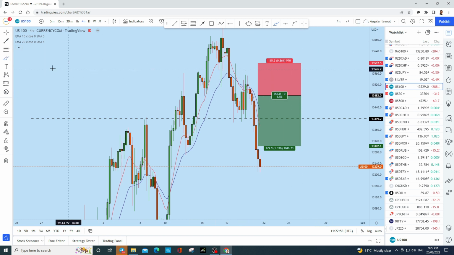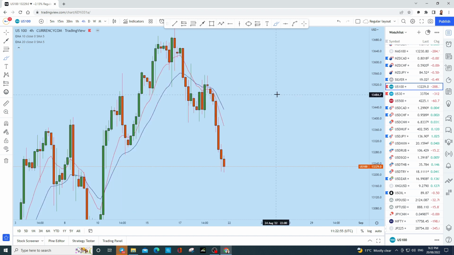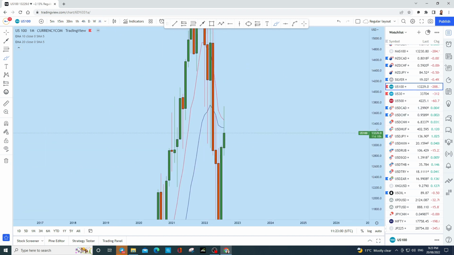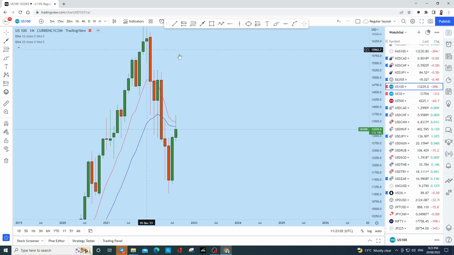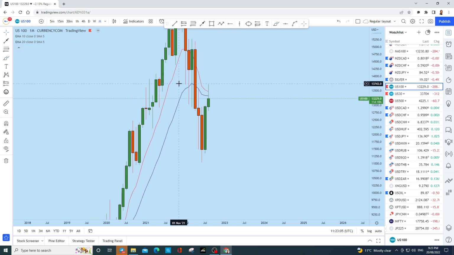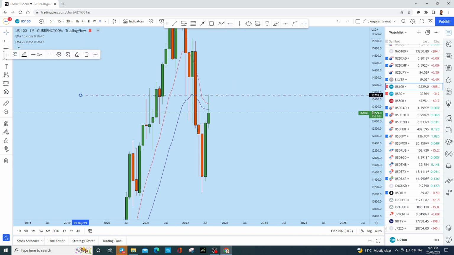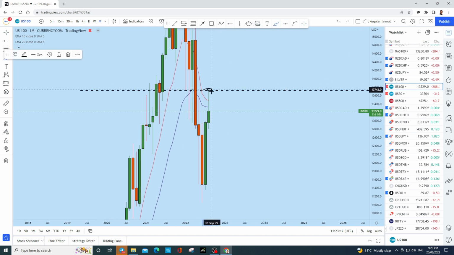Now US 100, let's see what it might do on the bigger picture. Starting with the monthly, this is what I mentioned in my analysis, that on the monthly, US 100 is at an important level of resistance. You see that there is a strong rejection from this resistance here. This acted as a support, and from this monthly resistance we could see a drop on US 100, and this is what happened.